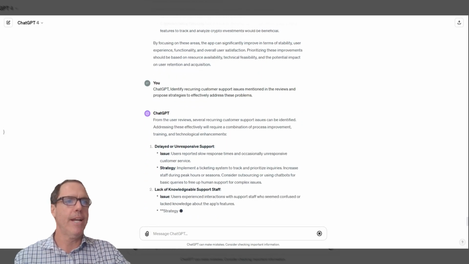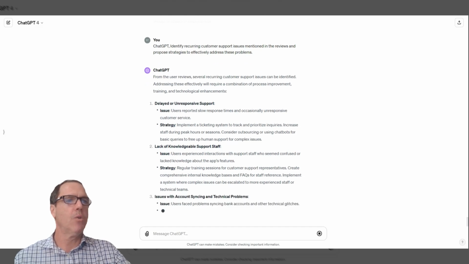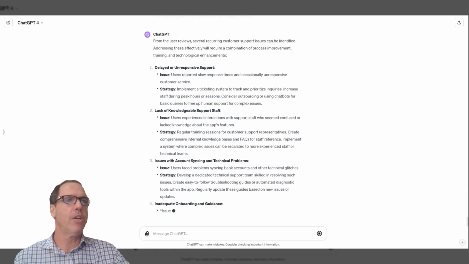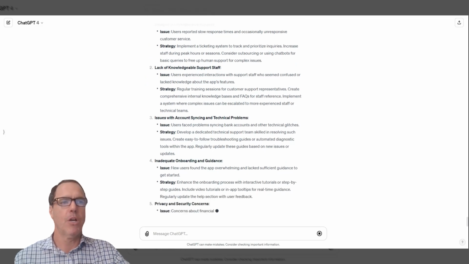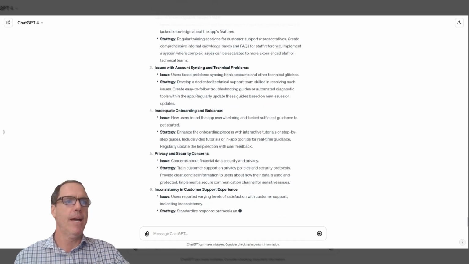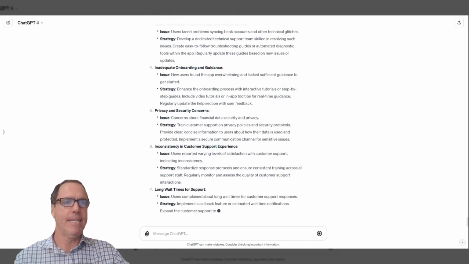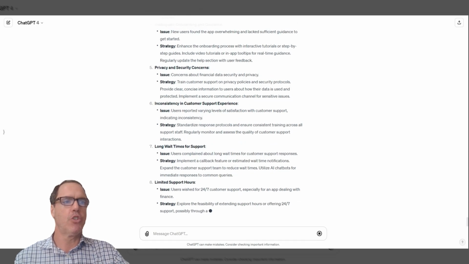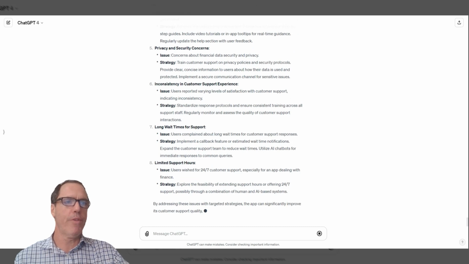All right, delayed or unresponsive support, the lack of knowledge. It's also suggesting some strategy that we might be able to deal with these issues. So again, using the real feedback and telling us what customers said in the issue, and then it's providing its ideas on some strategy. Again, this is a draft, but I think that you have something to work with here.